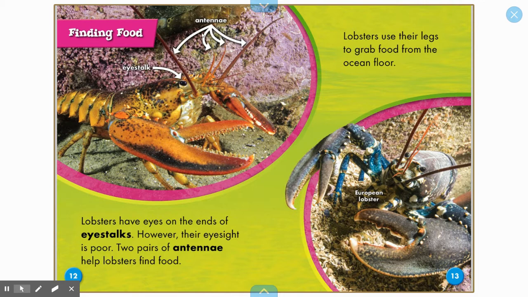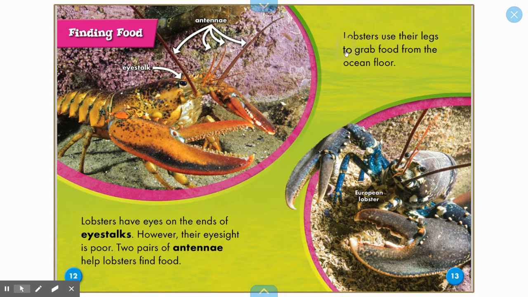I also notice when I look at this picture, there's a label that shows me that this is actually the eye stalk. So we can use different text features like bolded words and labels within pictures to help us understand what the author is trying to tell us.